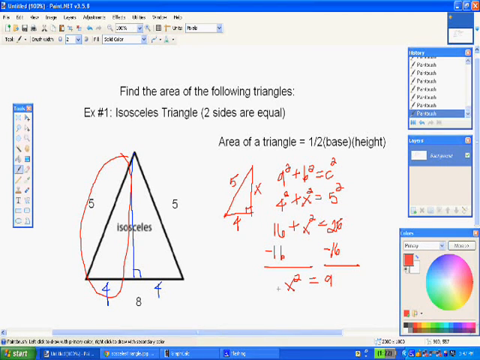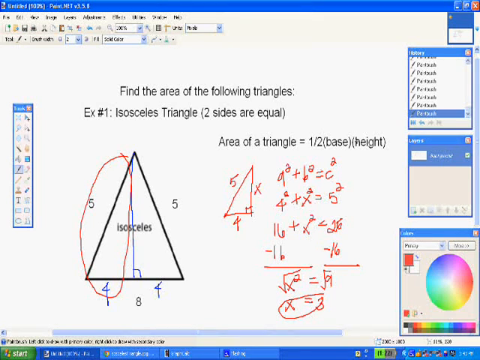And remember, to get rid of this square, we do the square root. So square root of that and square root of that. So x squared, take the square root, just becomes x. And square root of 9 is just 3. So our height is 3.